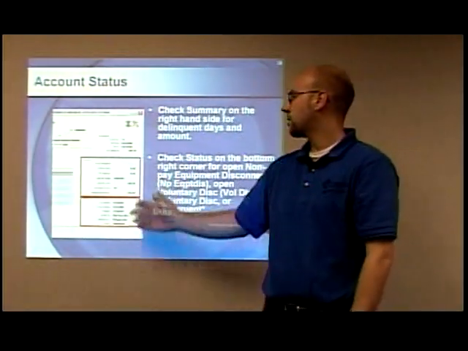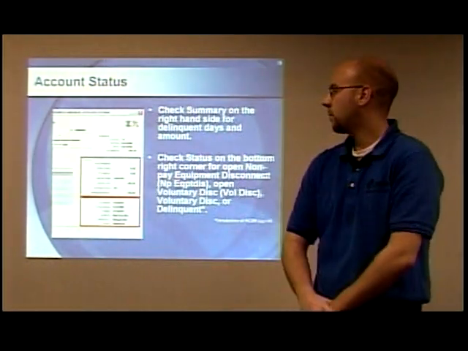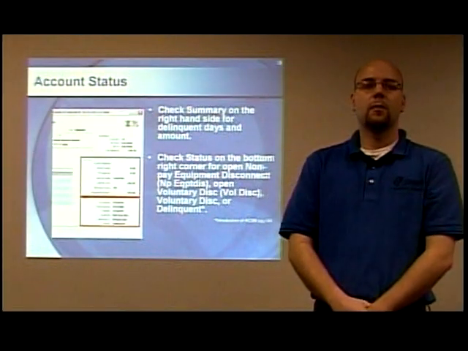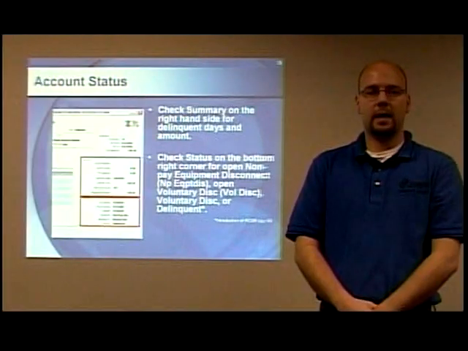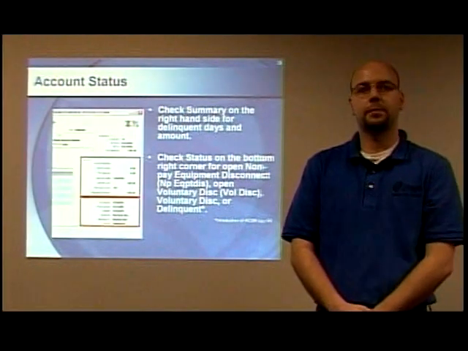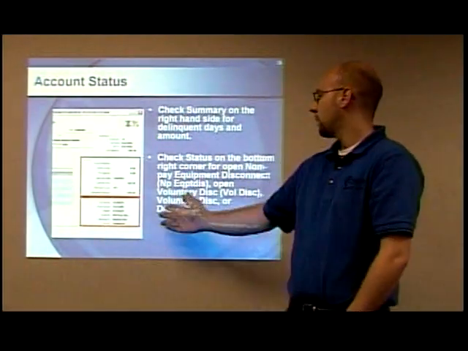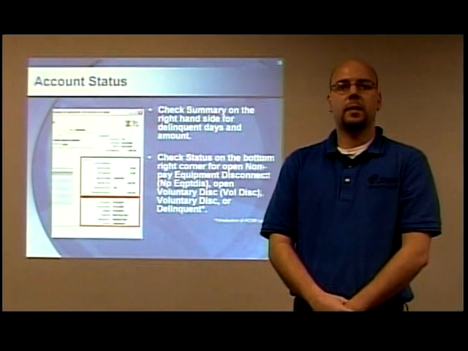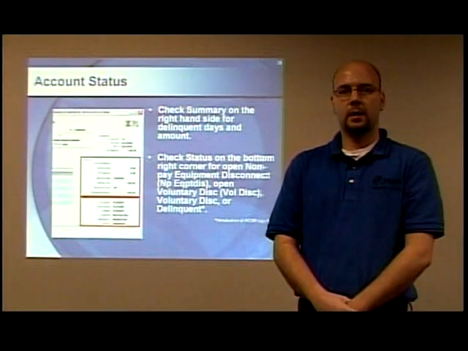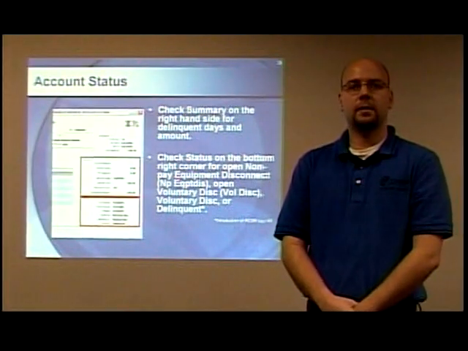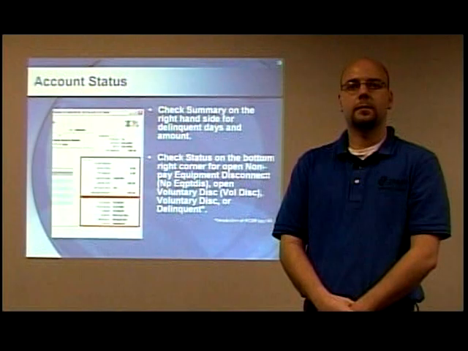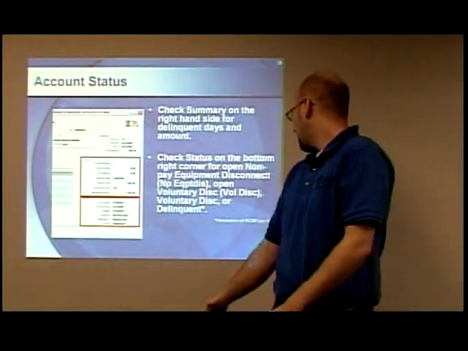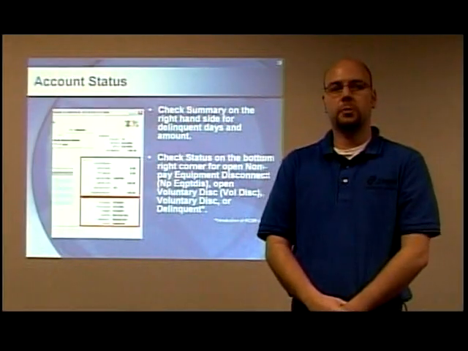On the right-hand side of that screen, we have two boxes we want to check here. We have the summary box and the status box. We can check the summary box to see if the customer is delinquent, how many days, and the amount that they are delinquent. Below that, we have the status box, where we can check for several different billing statuses. These include open non-pay equipment disconnect, open voluntary disconnect, and delinquent. You can also find this information on page 48 of the Introduction to ACSR module.